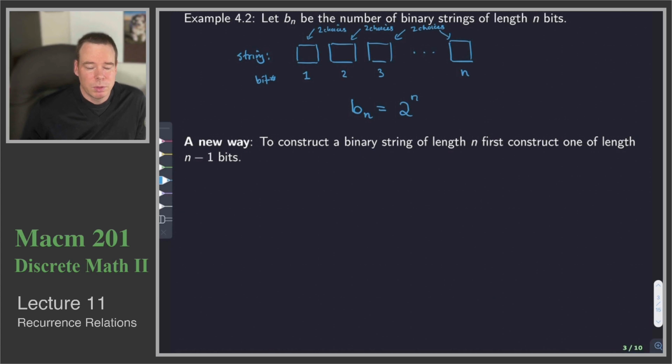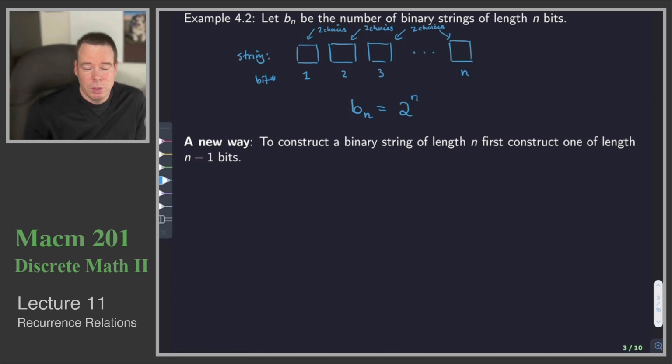However, what I want to do is look at a new way to count these. In other words, I want to look at this sequence b sub n and try to figure out a relationship between terms in that sequence. How is one term related to other terms in that sequence? So how would the number of binary strings of length 8 be related to binary strings of smaller length? That's our new approach.